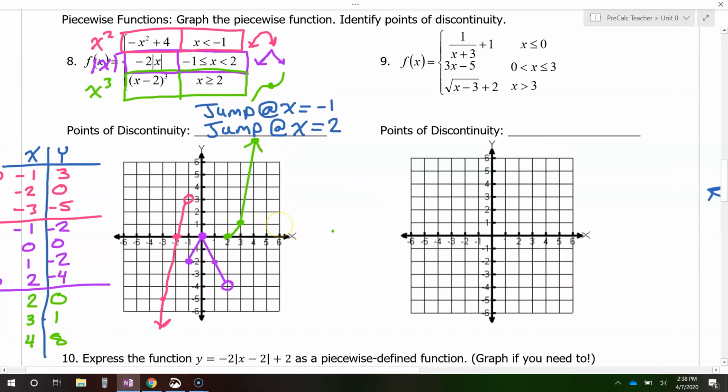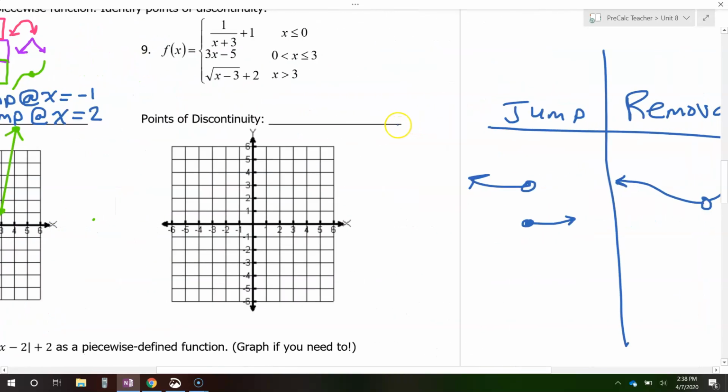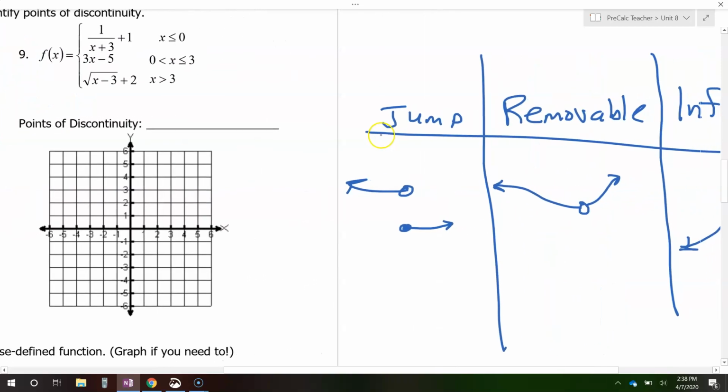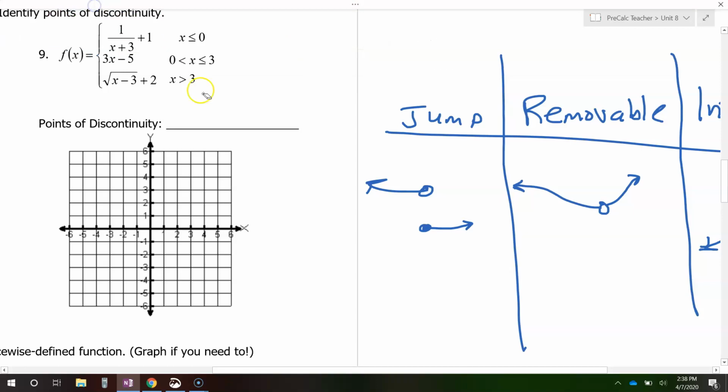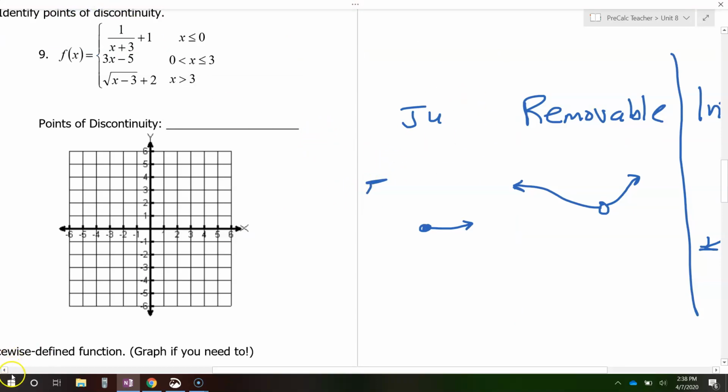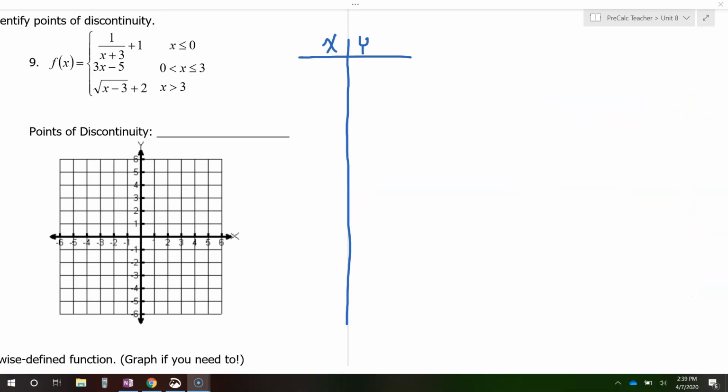All right, let's do one more of these on this video. So here we have one more piecewise function, and we are going to graph this thing. I might need this space. Okay, so here's the first piece of our piecewise function.